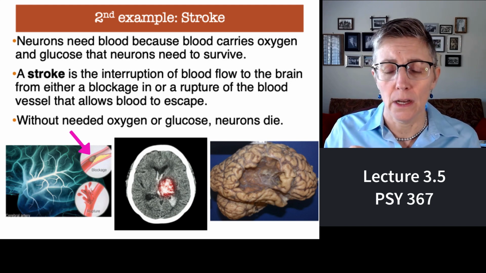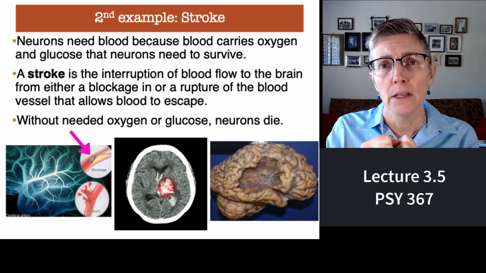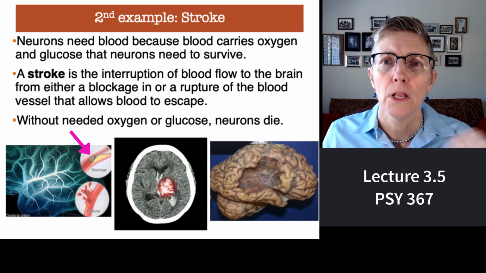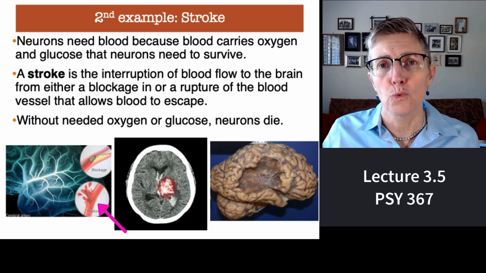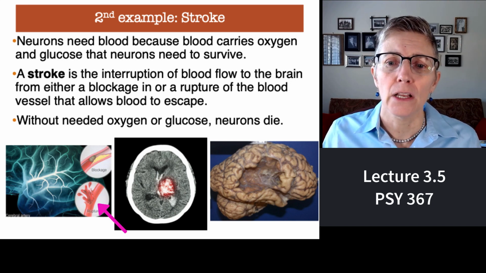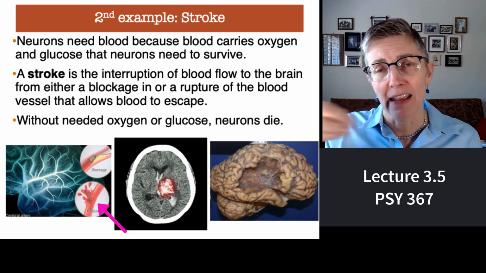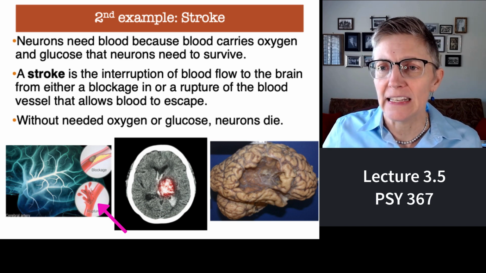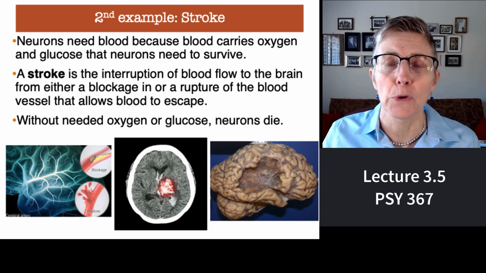It's when something stops the blood from flowing, literally physically blocks the blood from flowing in the blood vessels. And the second, rarer type of stroke comes from a blood vessel that leaks. So not much of the blood goes down the blood vessel because it's leaking out of the blood vessel and into the area outside of your brain.